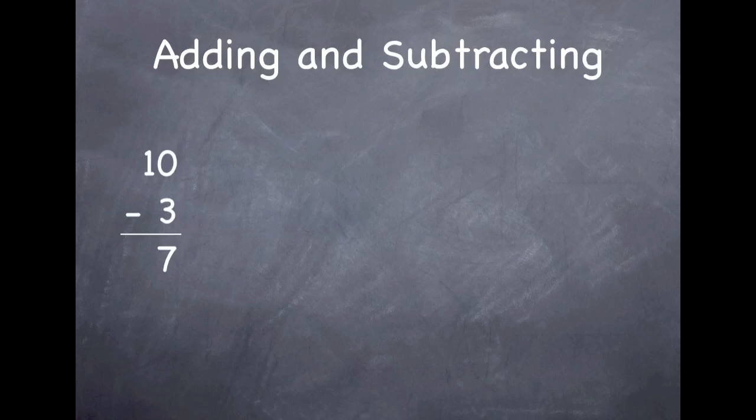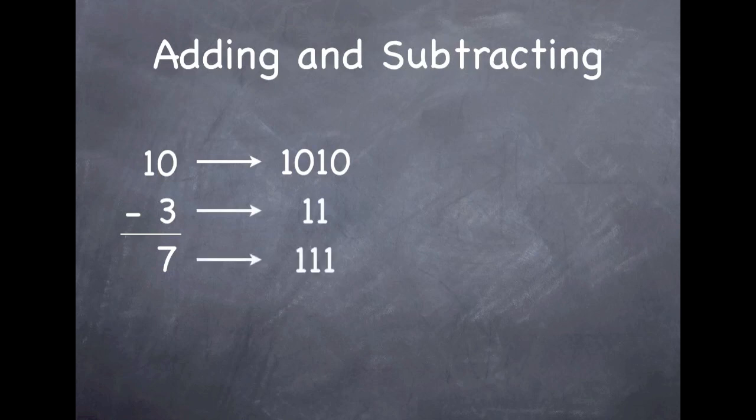10 minus 3 is 7. 10 is 1010, 3 is 11, and 7 is 111. So 1010 take 11 should equal 111. Just like in decimal, you can't do 0 take 1, so you have to get a larger number from somewhere else. So if we take the 1 from here and carry it over to here, we can now do 10 take 1, which is 1.